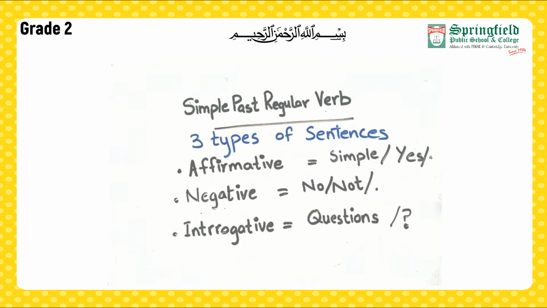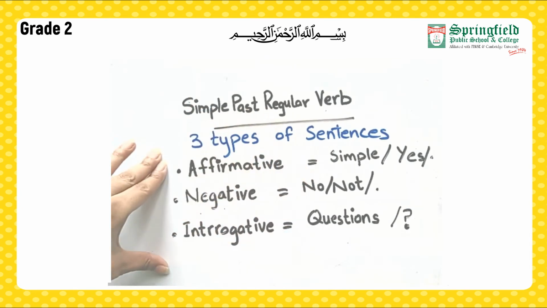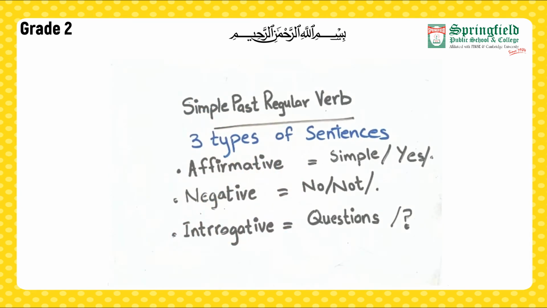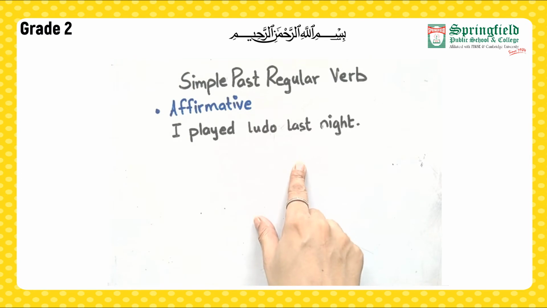Alright, so let's repeat. Affirmative, simple sentence or a yes sentence. Negative, no or not sentence. Interrogative, question sentences. So simple past has 3 types of sentences. Affirmative, negative, interrogative. Repeat after me. Affirmative, negative, interrogative. Very good. Now let's see the example of it. Now let's have the example of an affirmative sentence first.